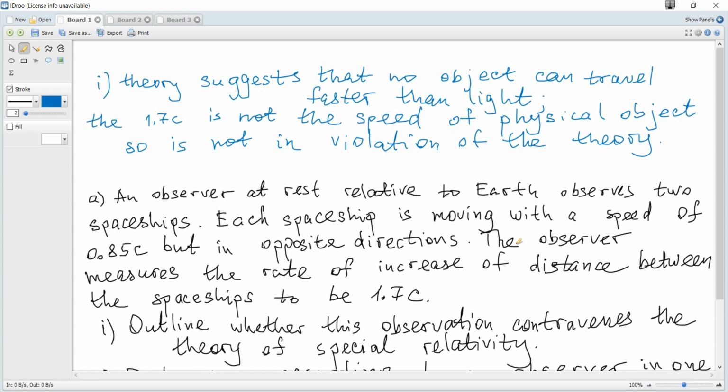Theory suggests that no object can travel faster than light. The 1.7 c is not the speed of a physical object, so it is not in violation of the theory.